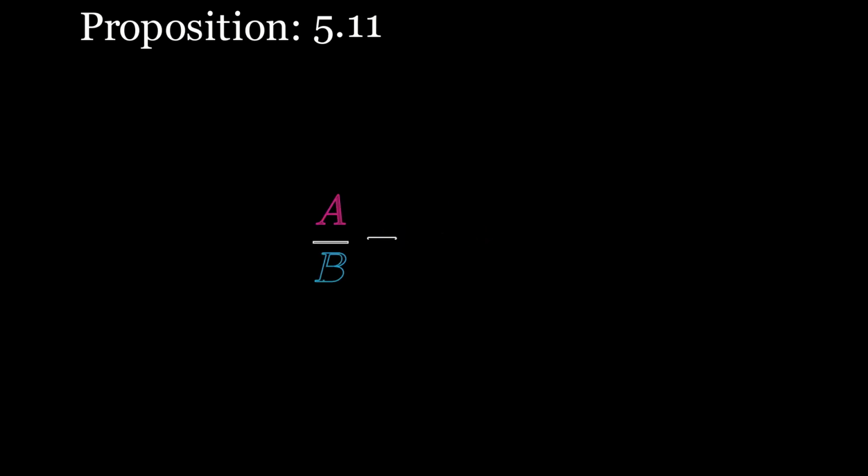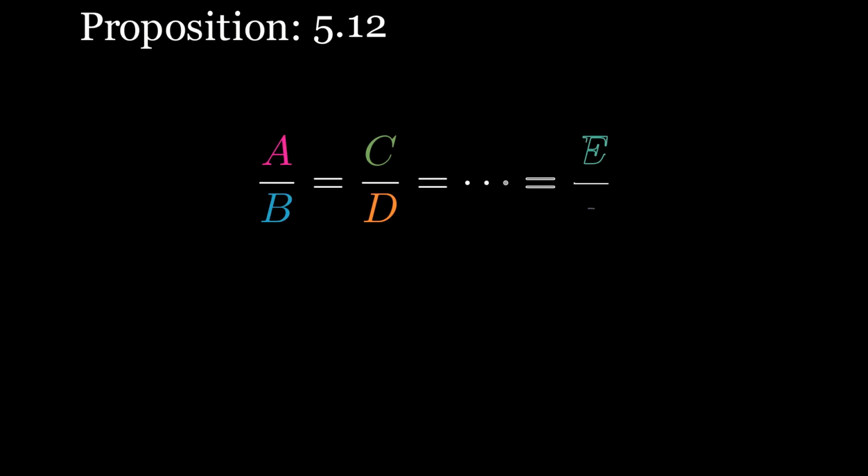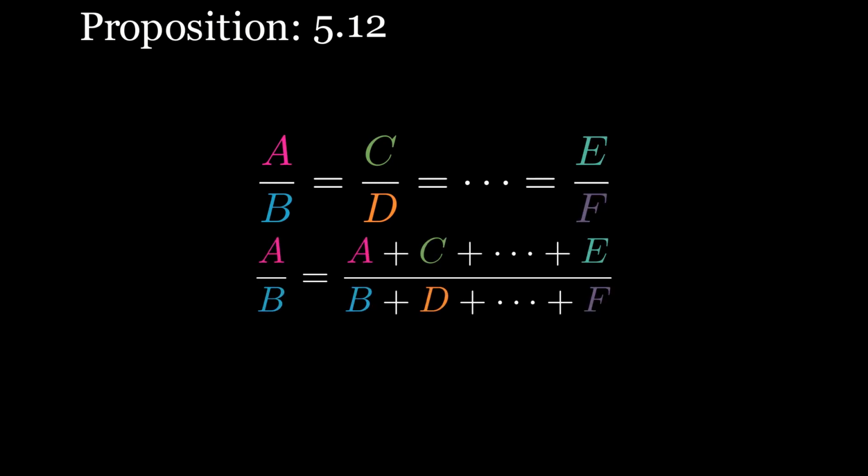5.11 says that if A over B is equal to C over D, which is equal to E over F, then A over B is equal to E over F, which is self-evident. In 5.12, given a set of equal fractions, the fraction made by adding all the numerators together over all the denominators together is equal to those equal fractions.